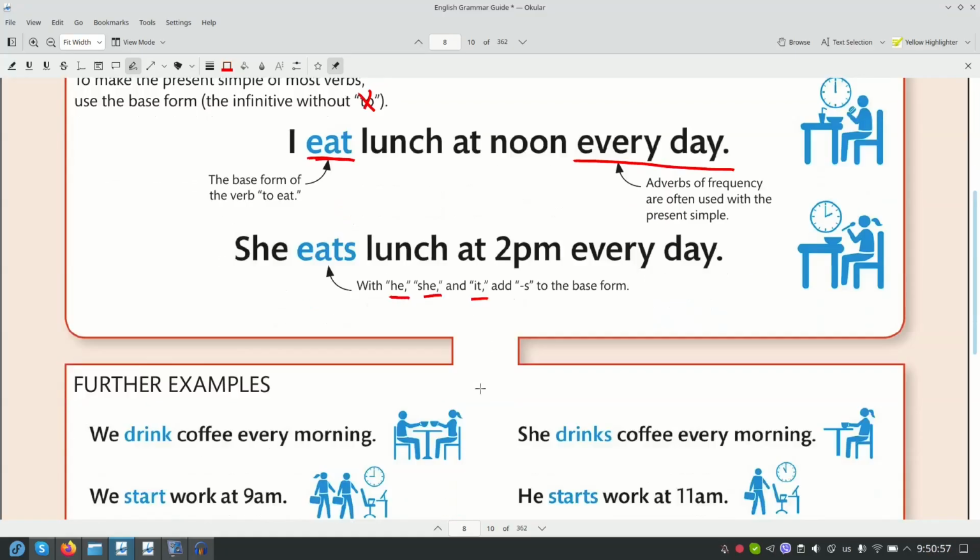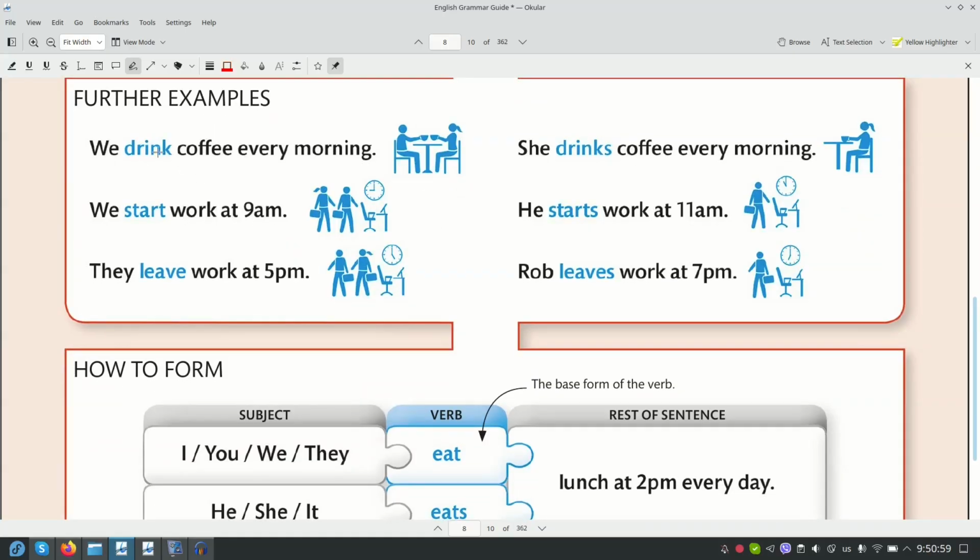Further examples. We drink coffee every morning. We start work at 9 a.m. They leave work at 5 p.m. But she drinks coffee every morning. He starts work at 11 a.m. Rob leaves work at 7 p.m.